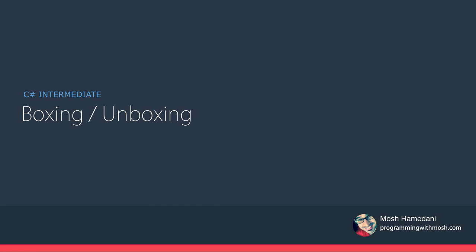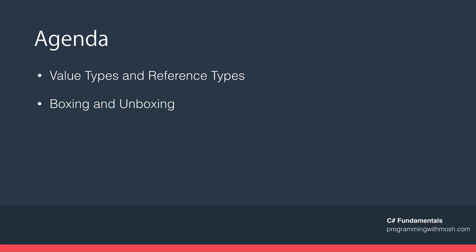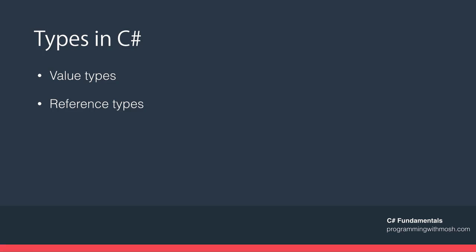Okay, we got to boxing and unboxing. In this video, I'm going to talk about the concept of value types and reference types, and from there we'll lead to boxing and unboxing. So all types in C# are divided into two categories: value types and reference types.